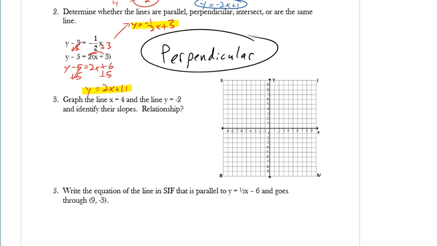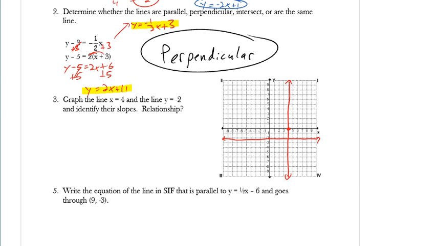Number 3, graph the line x equals 4 and the line y equals -2 and identify their slopes and their relationship. Okay, so if we look at this, x equals 4, you go over to x on the x-axis, 1, 2, 3, 4, you go over to 4, and then graph a vertical line. You wouldn't want to go overlapping that x-axis. Then go y equals -2, so go down to -2 on the y-axis, and give yourself a horizontal line.